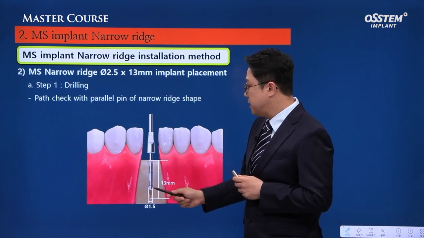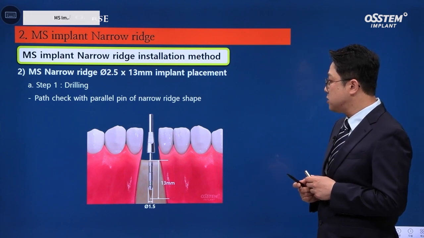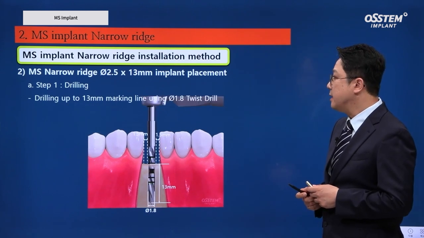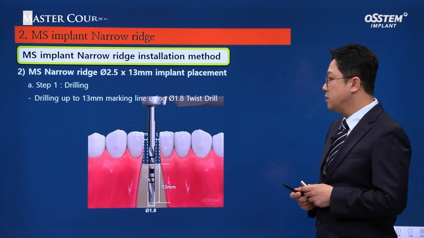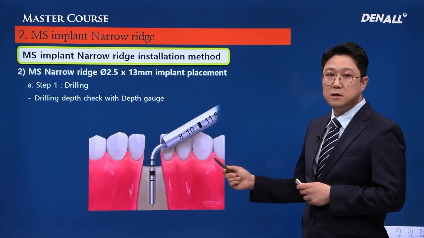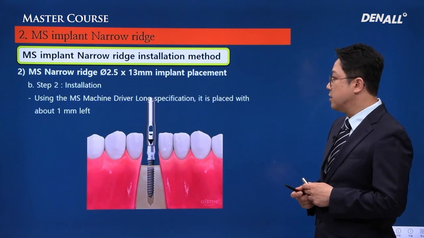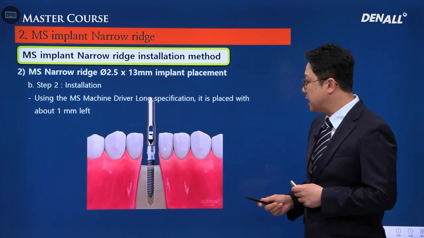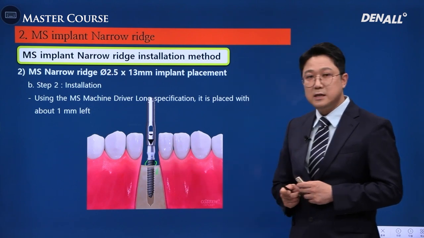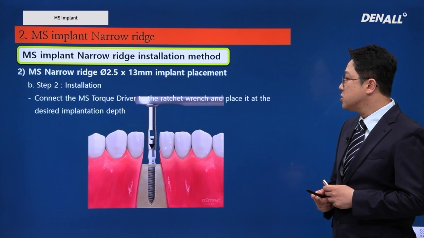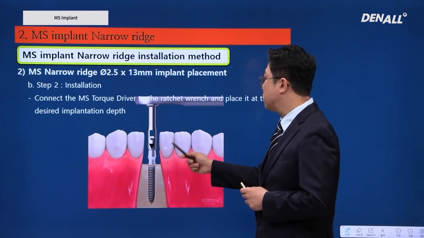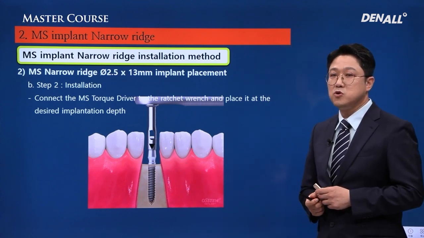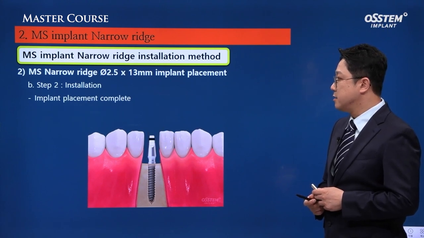Once drilling is done, you use the parallel pin, which resembles MS implant, and then you can get a lot of help in how the abutment will go in. Next, a twisted drill is used to expand the hole. Depth gauge is used to check the drill hole. Machine driver is used to place the implant, and implant is not placed 100% with machine driver. You use it by about 80%. You leave about 1 or 2 millimeter. The final implant placement depth is adjusted using torque driver and ratchet. You need to accurately adjust the implant placement depths. And this is how implant placement is completed.